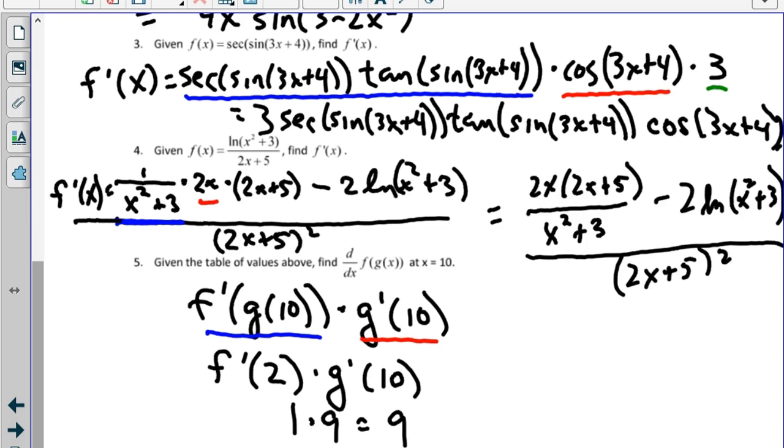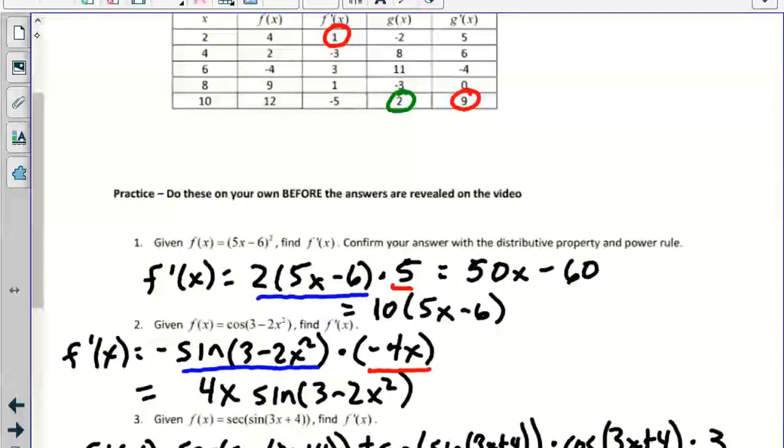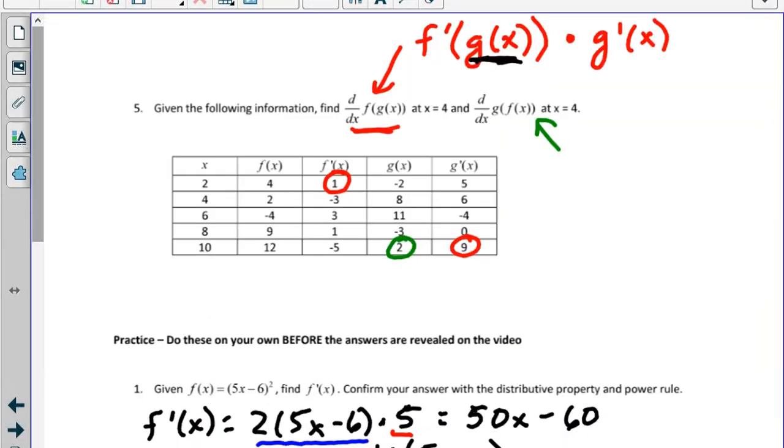Number 5 ends up being 9. It's because you take f prime of g of 10 times g prime of 10. And notice the g of 10 is 2. We'll go up to the chart and take a look. So since g of 10 is 2, since we're doing f prime of g of x, that's f prime of 2, and then the chain rule part is g prime of x, and x was 10. So that's where we get 1 times 9.